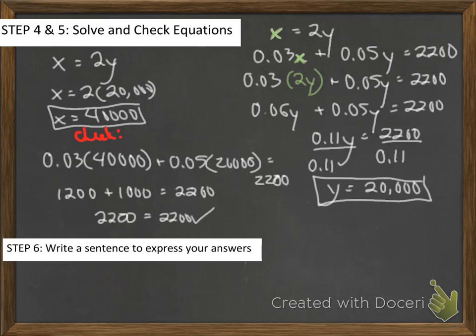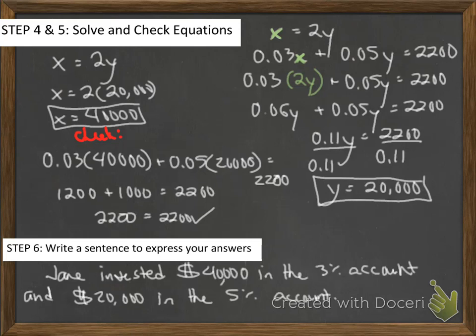Okay, so let's write a sentence to express our answers. So we can say that Jane invested $40,000 in the 3% account and $20,000 in the 5% account.